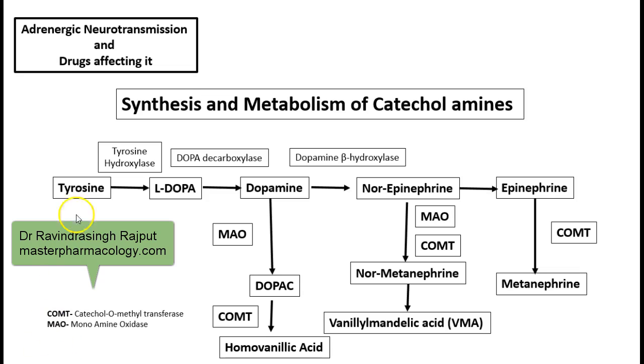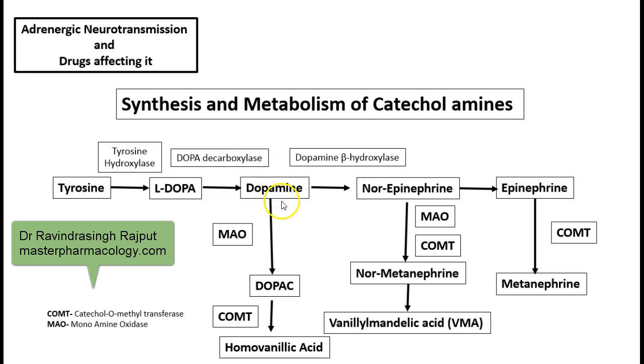The source of catecholamines is tyrosine, and this tyrosine is converted into L-DOPA with the help of an enzyme called tyrosine hydroxylase. Now this step is the rate limiting step. Once the L-DOPA is formed, then it is converted into dopamine with the help of another enzyme called dopa decarboxylase. Now dopa decarboxylase could be peripheral or central.